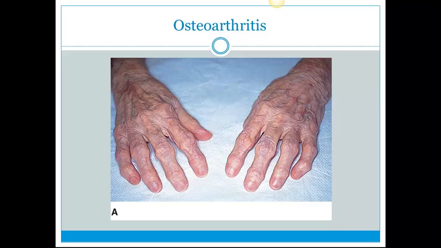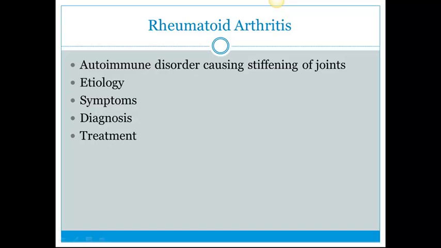This slide shows osteoarthritis and the changes in the joints. As you can see, inflamed, bigger. Rheumatoid arthritis is an autoimmune disorder causing stiffening of joints. The etiology is unknown. Symptoms: all joints can be affected with noticeable deformities.